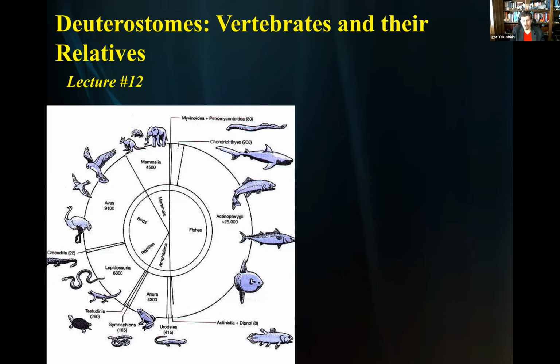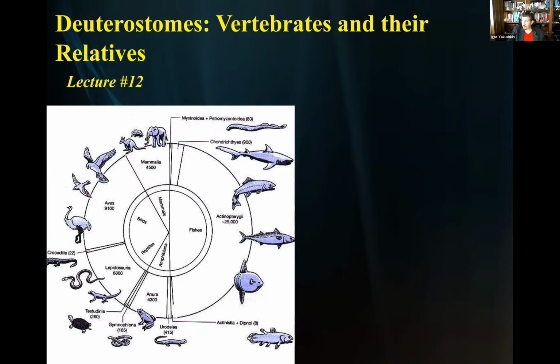there are a couple of phyla which are considered to be invertebrate. Why? Well, because they don't have a vertebral column, even though some of them are extremely closely related to us. They still don't have a vertebral column. Therefore, they are invertebrates. And this is what the majority of today's lecture will be: invertebrates, but deuterostomes. Again, deuterostomes have a very specific embryonic development.